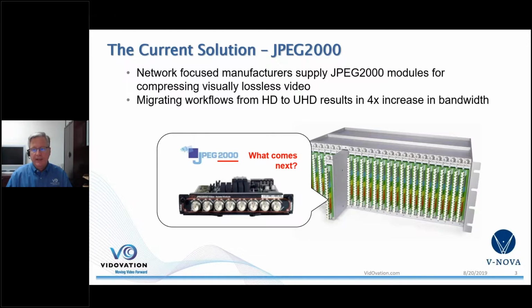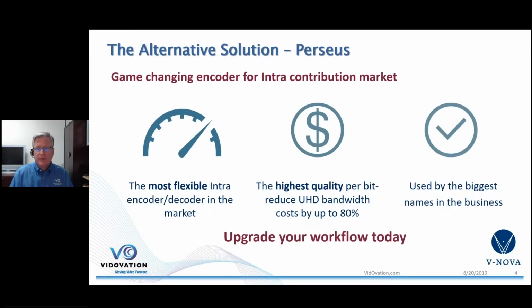A UHD or a 4K image is equivalent to 4 HD signals, or 4 times the bandwidth. So we need to economize or minimize some of that extra bandwidth that's needed, those extra bits that we have to purchase. So this is Perseus, and I should say Perseus Pro, because there is a Perseus Plus variant of it, but today we're talking mostly about the Perseus Pro and the contribution grade codec.